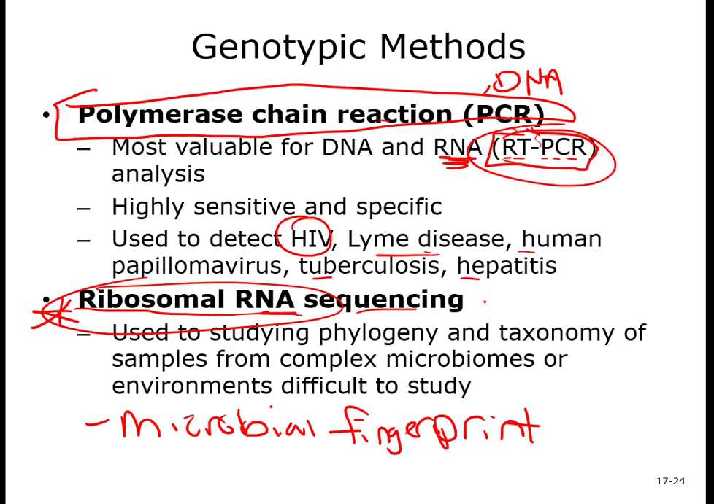And this is by far one of the most common ways we can figure out a pathogen. It also can be used to identify a mixed culture. If you had multiple species of bacteria in one sample, you could find out kind of the percentage of each organism in that sample using ribosomal RNA sequencing.